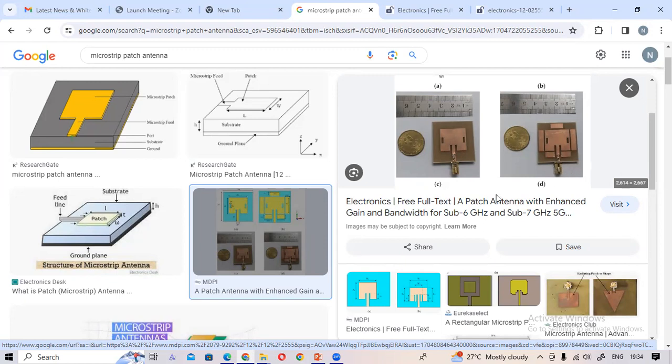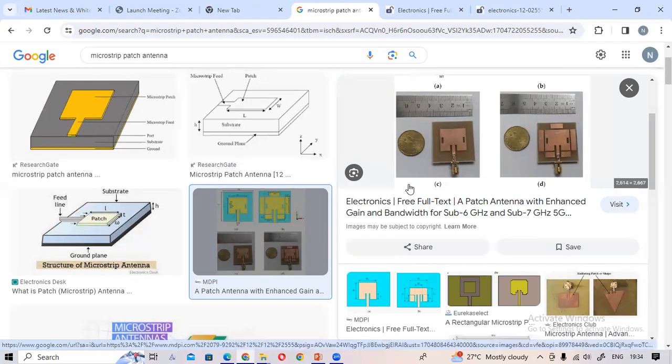This outer part is the ground, so that is connected to the ground plate, that means this bottom plate. And the middle pin is connected to this microstrip patch antenna section. So the signal is given here.